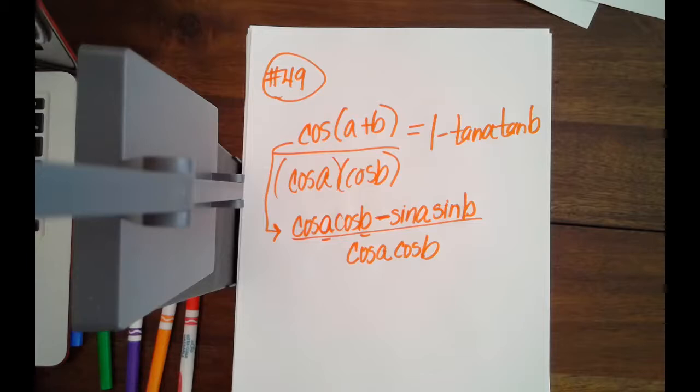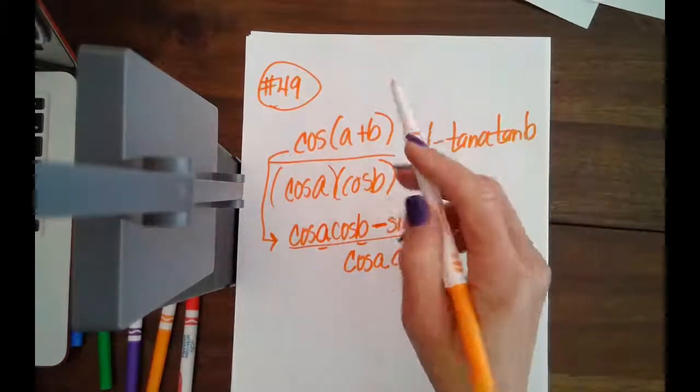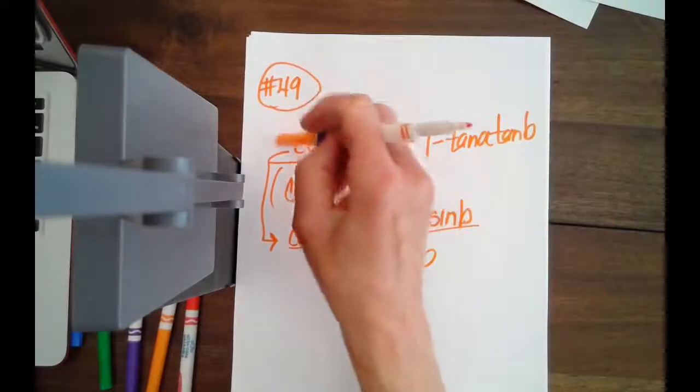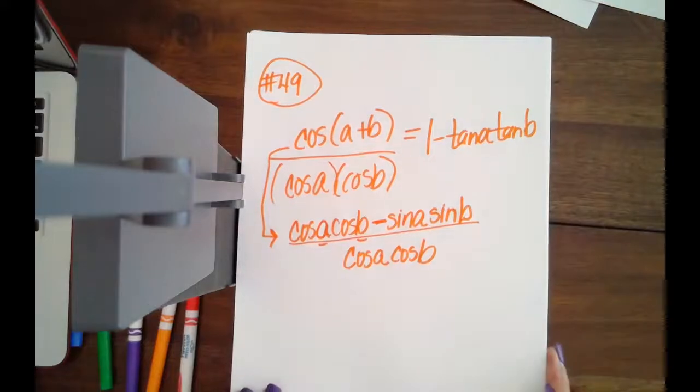Okay, we're at number 49, and I know I jumped the gun a little. I just went ahead and wrote it down, and we're supposed to be able to confirm that we can convert this left side to look like the right side. So it's just like an identity verification.